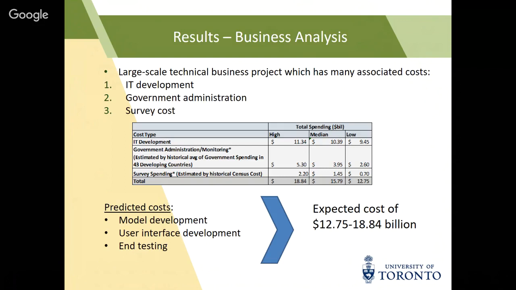Serving costs are estimated using historical census costs for the past 50 years in China. For each estimated cost, the upper and lower bounds as well as the median costs are used to capture the range of possibilities. We found an overall expected cost of 12.75 to 18.84 billion.